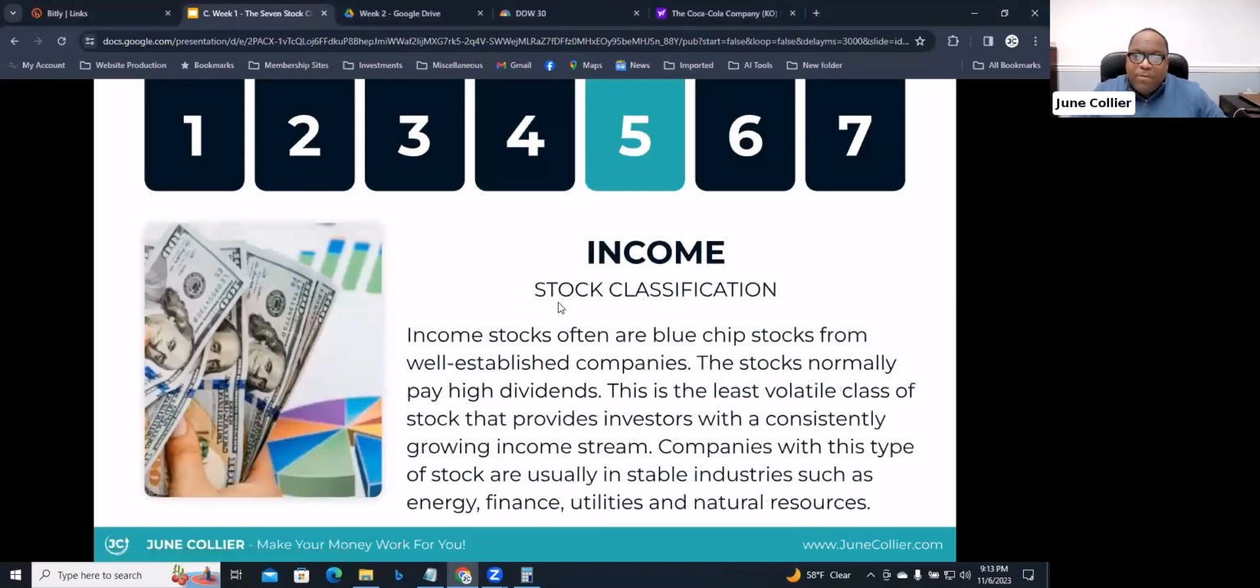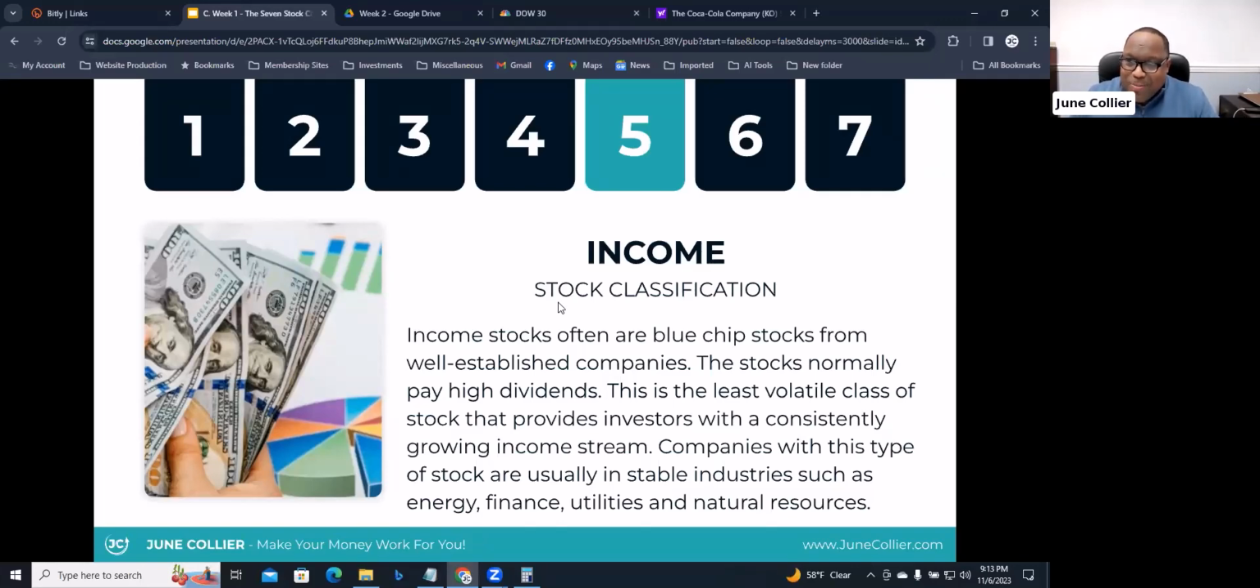All right, let's look at number 5. Number 5 is called income stocks. Now, if you are getting ready to retire, what do you want? You want some income, right? And what does income mean? It simply means that these are stocks that pay dividends.